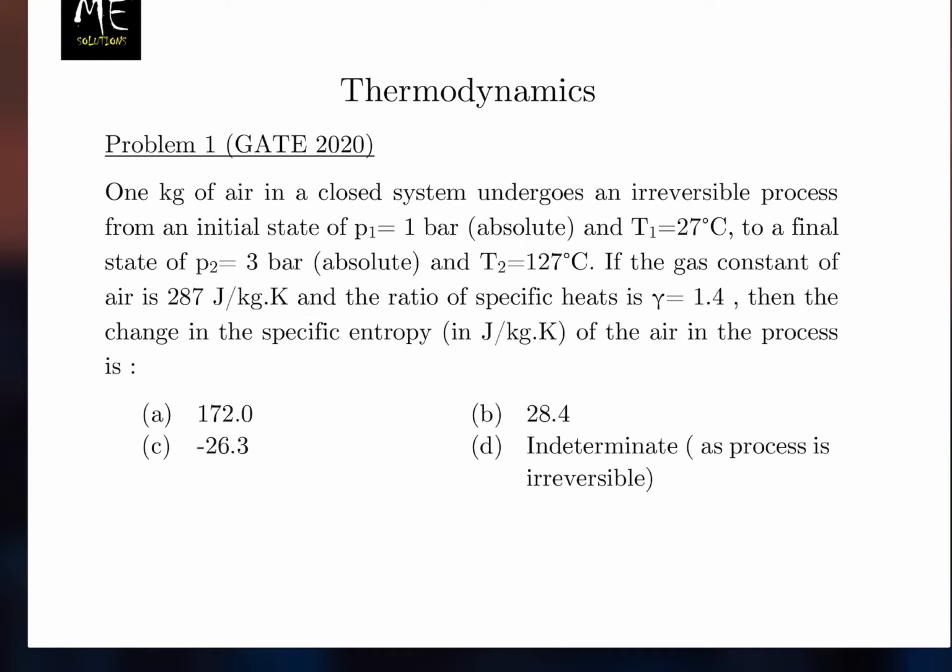1 kg of air in a closed system undergoes an irreversible process from an initial state of P1 equals 1 bar and T1 equals 27 degrees Celsius to a final state of P2 equals 3 bar and T2 equal to 127 degrees Celsius. If the gas constant of the air is 287 joule per kg Kelvin and the ratio of specific heats is gamma equal to 1.4, what is the specific entropy of the air in the process?